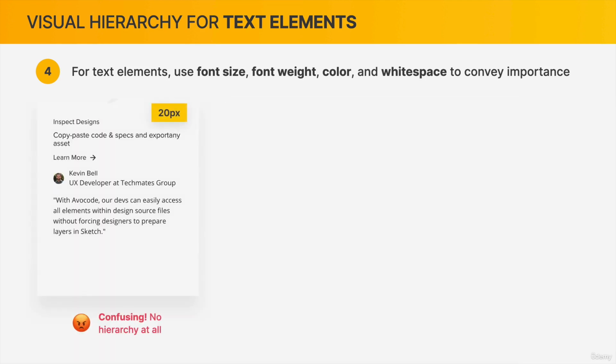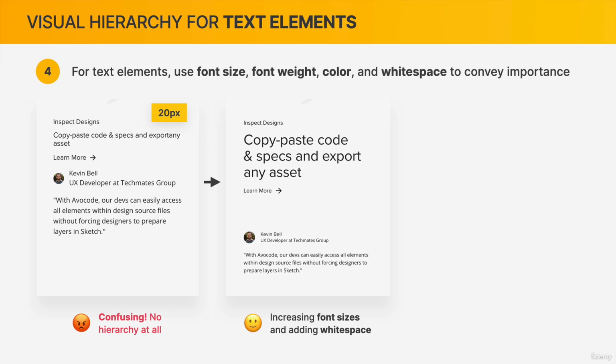And let's check out another example here, where at the beginning all the text is at 20 pixels and there is no hierarchy at all. There's no white space, no color, no font weight, and really nothing. So in order to improve this, we can change the font sizes a little bit and add some white space. So now there are a lot of different font sizes here according to the importance of each of the elements.